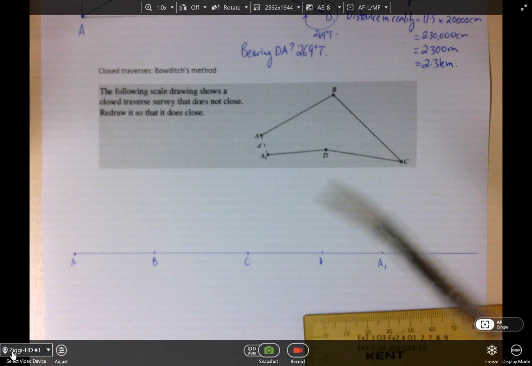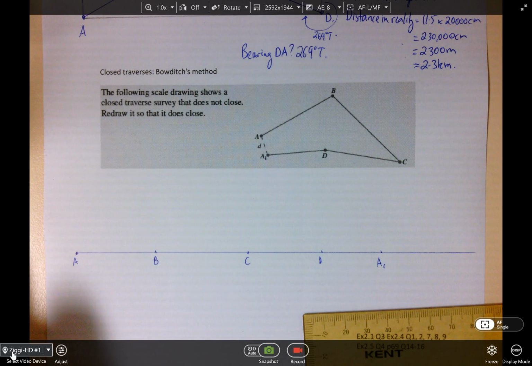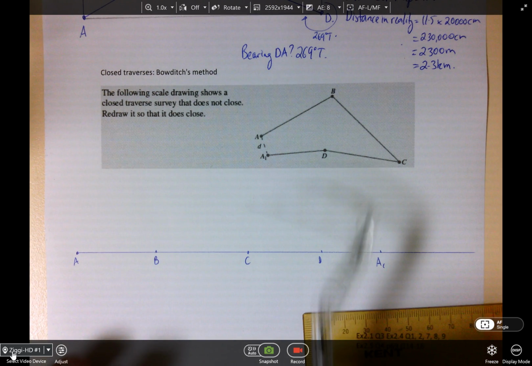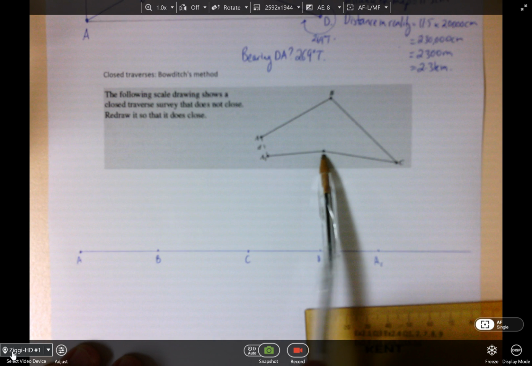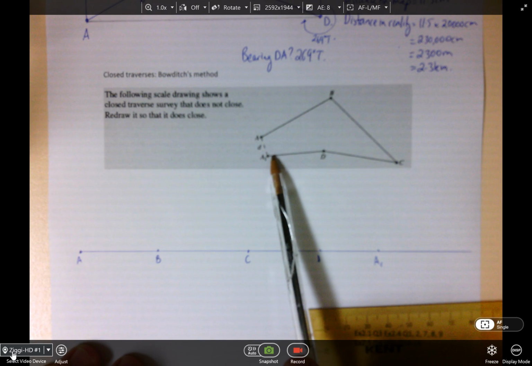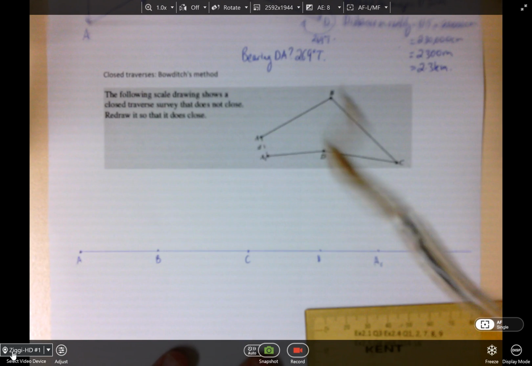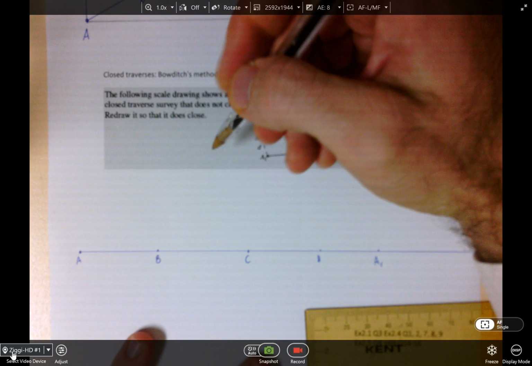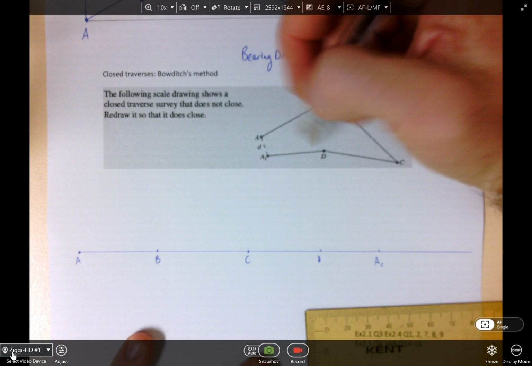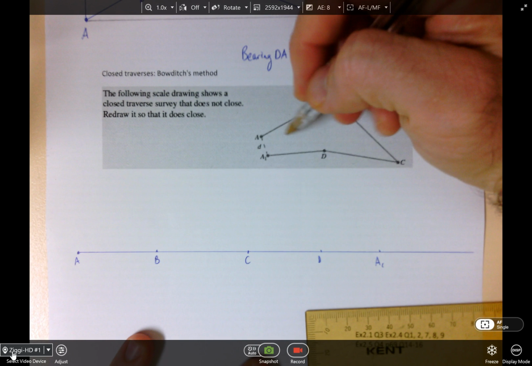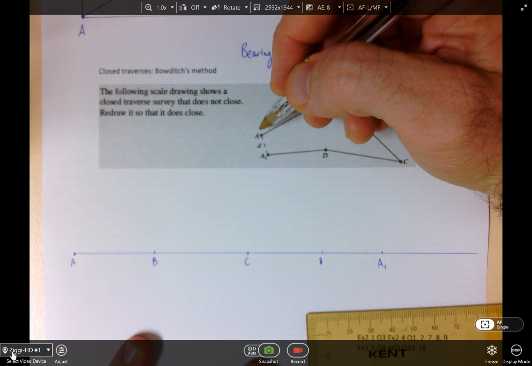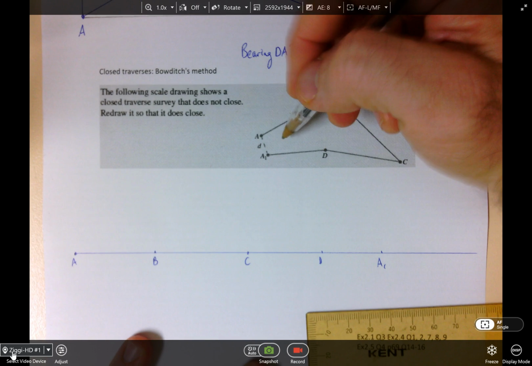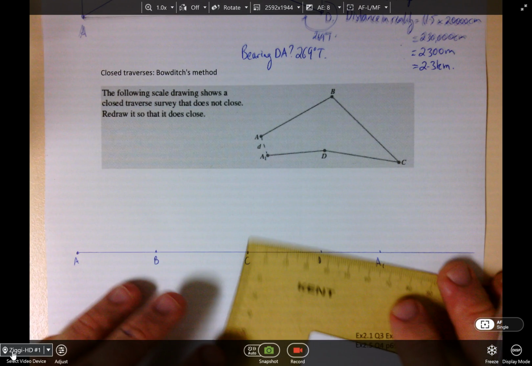So the idea of Bowditch's method is all of the error didn't just happen from D to A. If we were really lazy and we just wanted to fix our diagram and make sure it was going back to the starting position, I'd just draw a straight line from D to A and just fudge it. But we're going to fudge it a little bit more sophisticated.